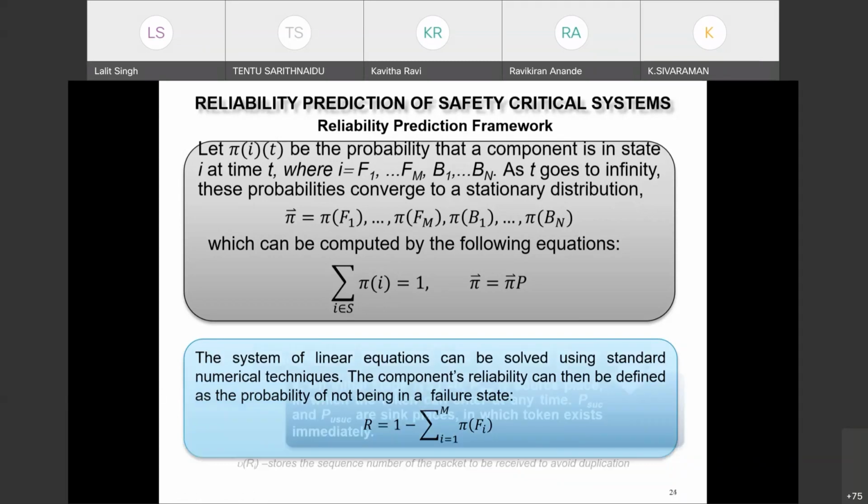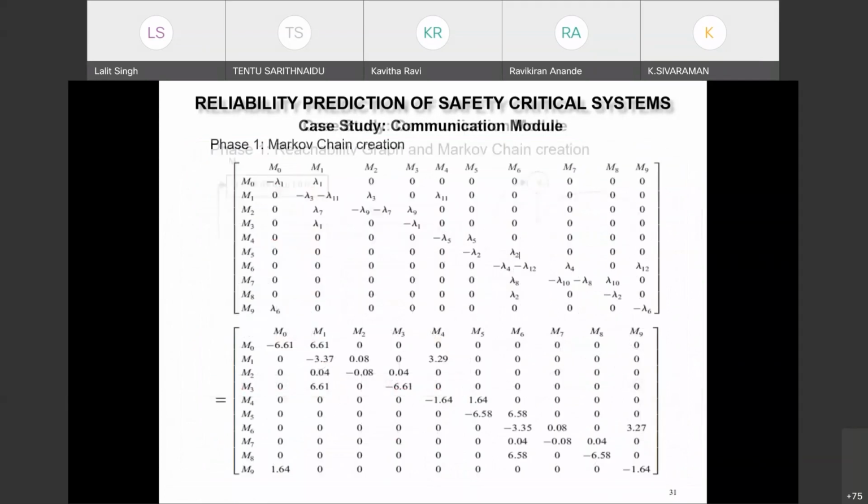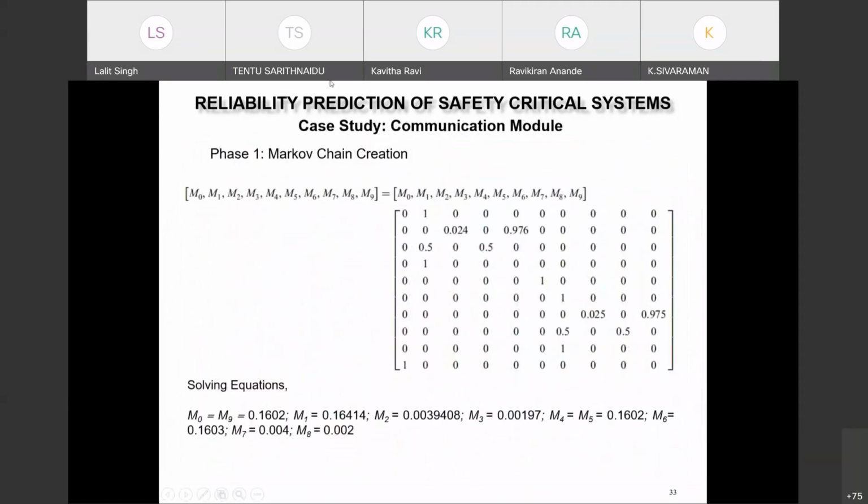And the second equation is nothing but what we have written here. This is the stationary state probability M0 to M9, which is equal to the same, multiplied by the transition probability matrix. And after solving these equations, we can come up with the probability of the system being in all the states.